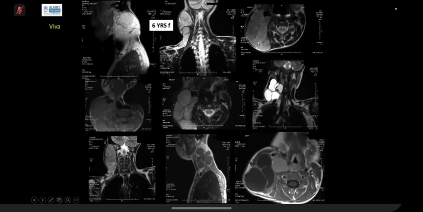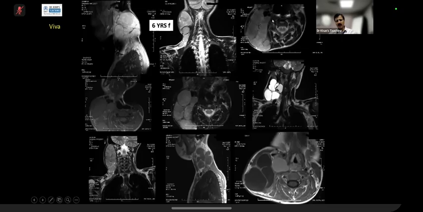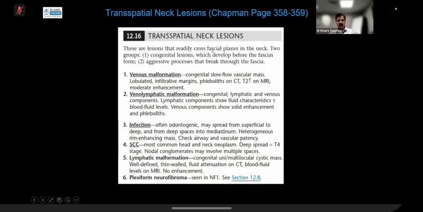So the posterior cervical. Okay, mostly posterior cervical. And is it going into other compartments? I have not given you everything, but let me tell you that it was going into other compartments also. Now, with this background and this kind of radiological features in a 6-year-old, what comes to your mind? Lymphangioma. Okay, good. So the point is that this is a differential diagnosis, which is transspatial neck lesions.